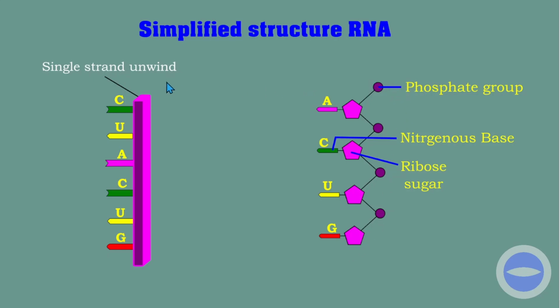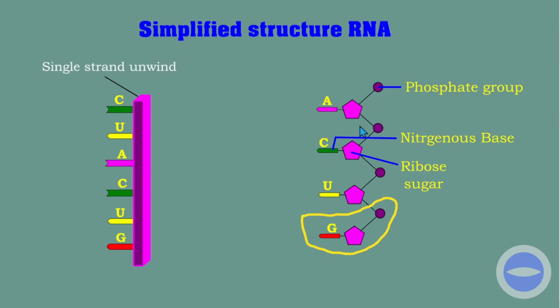It's a single strand, unwound. It's single strand and it's not winded, just straight. And it's built of nucleotides. Let me show you one nucleotide. This is one nucleotide. We've got phosphate, we've got sugar molecule, and we've got nitrogenous base. This nitrogenous base is guanine. Then we've got another nitrogenous base here, and another one here.